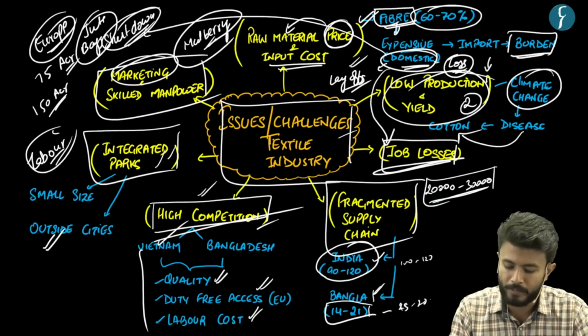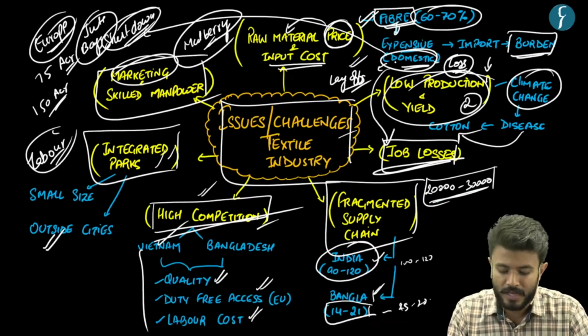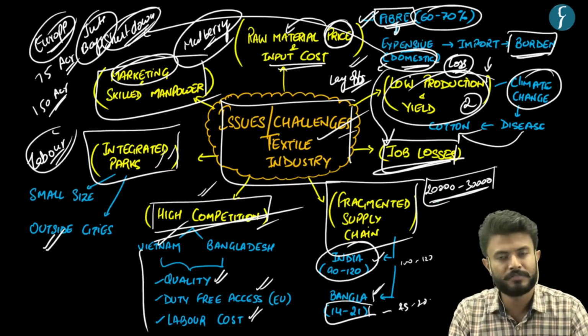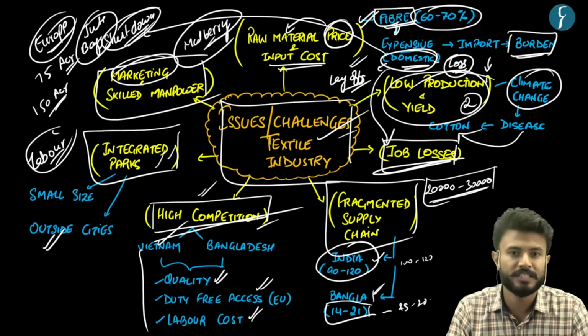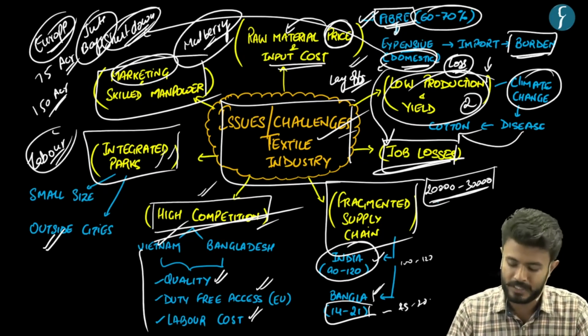So this was the topic. In this regard, we have discussed locational factors from the geography perspective and issues and challenges of the textile industry from the GS1 as well as GS3 perspective. Okay, so this was a pretty lengthy topic, but yes, done good.